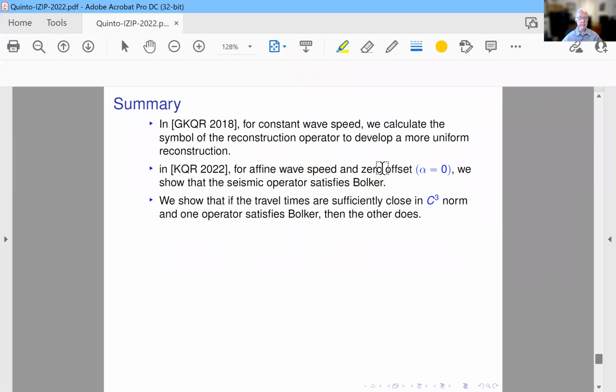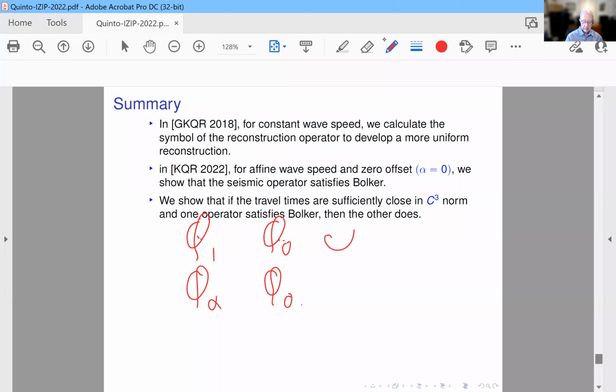Then we showed that the travel times are sufficiently close in C3 norm, and if one operator satisfies Volker, then the other does. Also, we related the phases. We showed phi alpha and phi 0 are close. In general, phi 1 and phi 0 were close if the travel times were different.